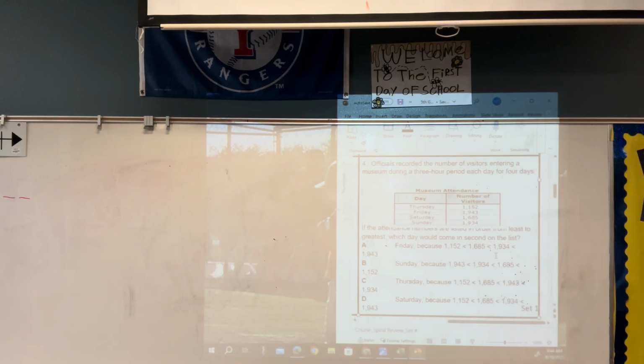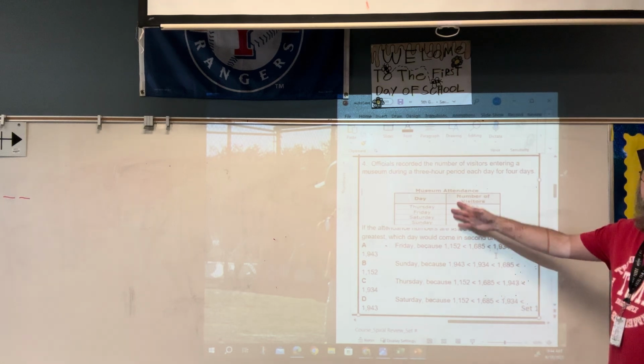Spiral Review 1, problem number 4. Officials recorded the number of visitors entering a museum during a 3-hour period each day for 4 days. If the attendance numbers are listed in order from least to greatest, which day would come in second on the list? Which day would come in second on the list?